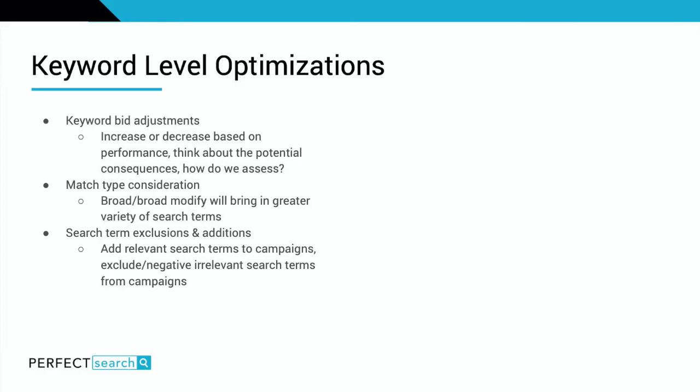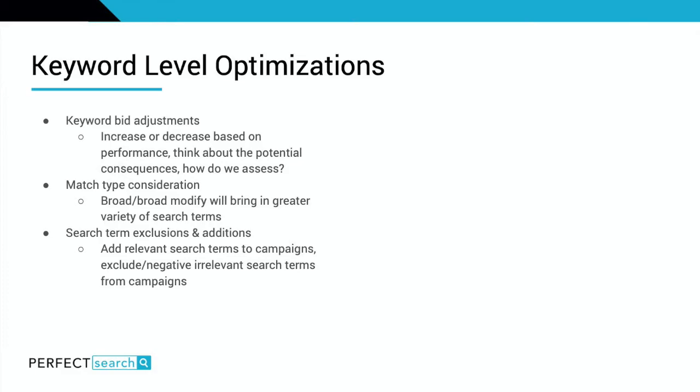So keyword bid adjustments is where you increase or decrease the actual monetary adjustment on the bid based on performance. And you want to think about consequences. So usually we don't want to adjust this too terribly much all at once. Kind of our rule of thumb is maybe 20 to 40% tops at a time, and then assessing by performance over a few weeks. You want to be considering the match type.